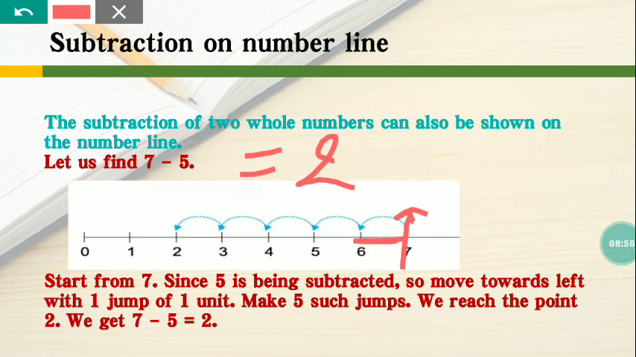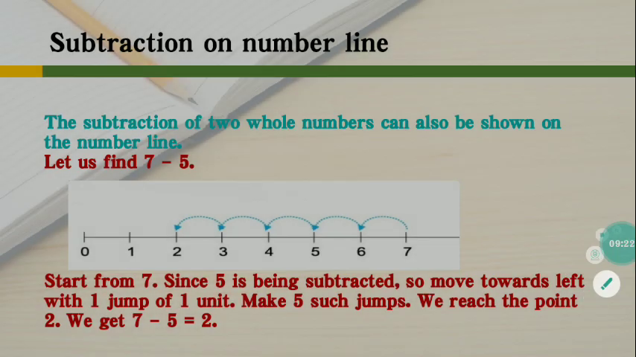1 unit means this is 1 unit, you know. So we want to subtract 5 from 7. We start from 7 and move how many steps? 5 steps. 1, 2, 3, 4 and 5. 5 steps from 7, and we will get 2. So 2 will be the result of 7 minus 5.